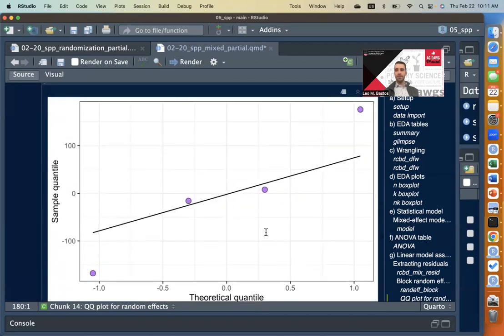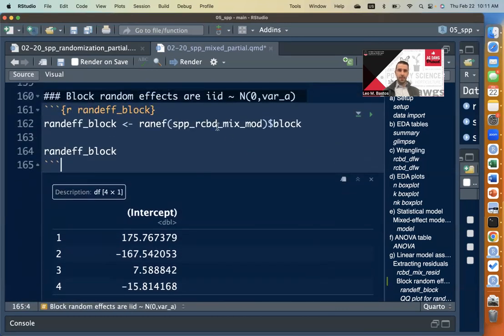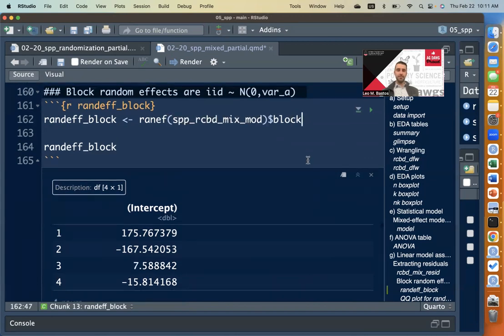Hey, Dr. Bastos? Yes. Can you scroll back up to the previous chunk? I think I clicked the wrong data set or something, because I forgot to add the dollar sign block. I apologize. Thank you. Yeah, absolutely.